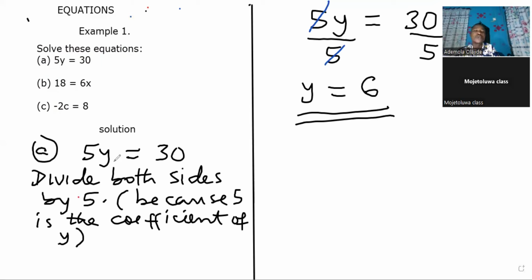So anytime you want to remove a coefficient, you divide both sides by that coefficient. Don't forget what we just did. You divide both sides by a coefficient if the coefficient is what is left for you to remove from a variable, from the letter you want to find the value for. So this is what we mean by solve.